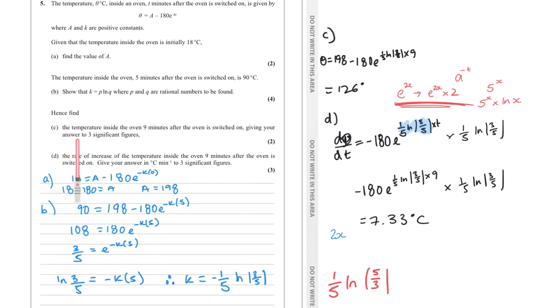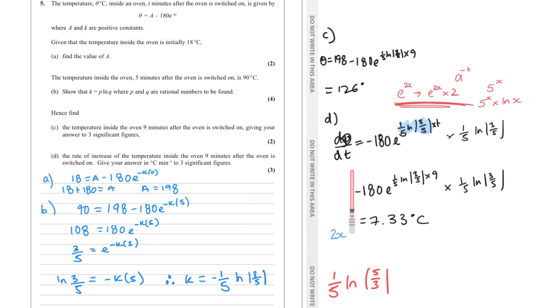Then for part C, it says the temperature inside the oven 9 minutes after the oven is switched on. Give your answer to 3 significant figures. So we just substitute 9, and we end up with 126 degrees. Okay? Then B, it says the rate of increase. If we're ever finding the rate, we have to differentiate. Rate, differentiate.